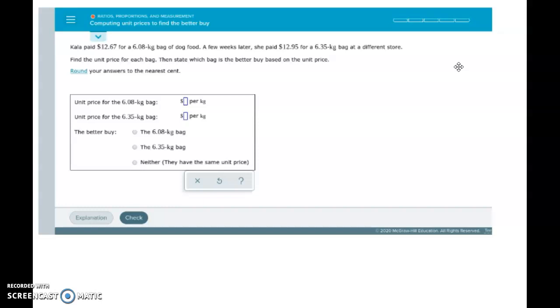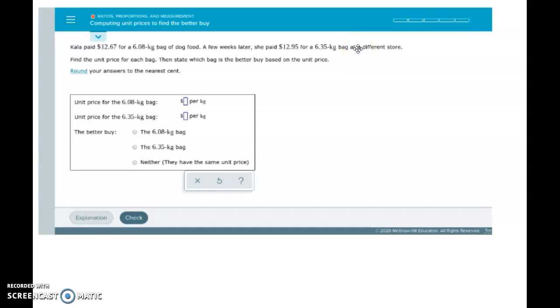So as far as this question goes, we're basically computing unit prices to find the better buy. Comparing basically to see which store gives us more product for our money, which one is cheaper per its pound or kilogram in this case. So let's read our question.